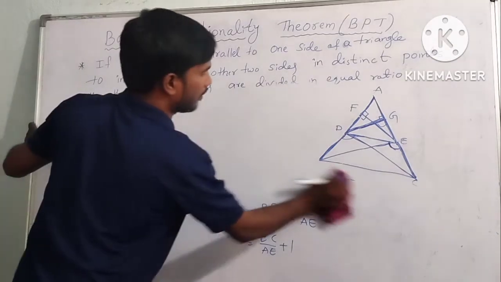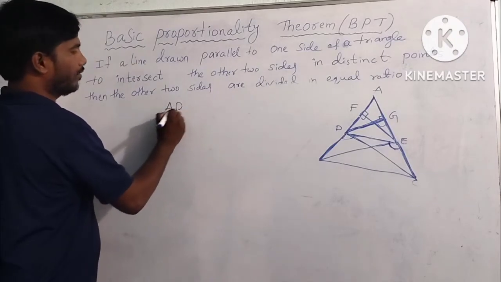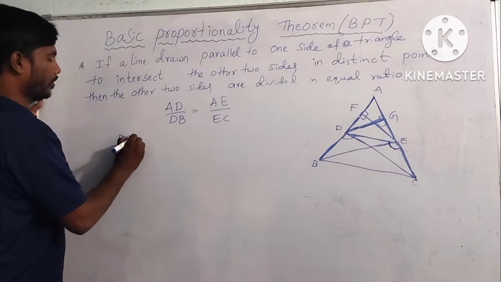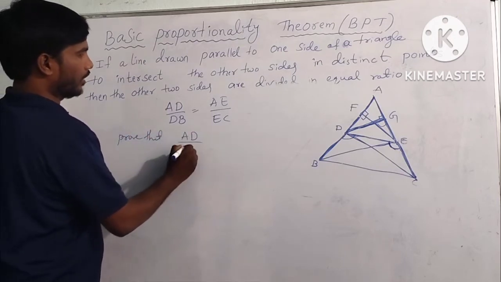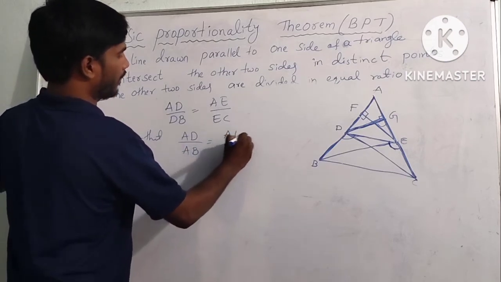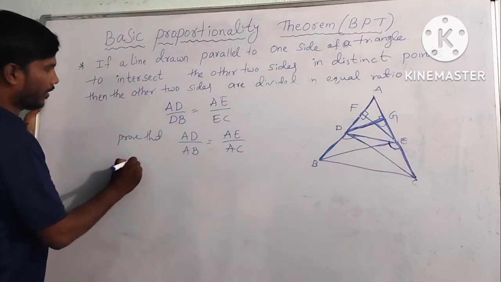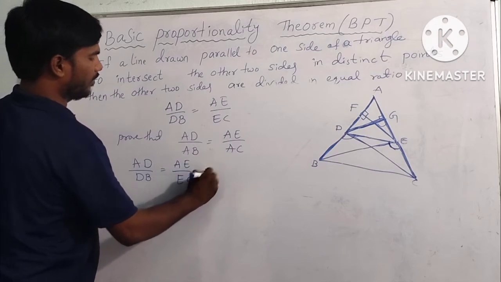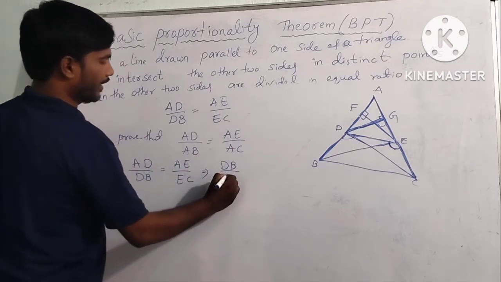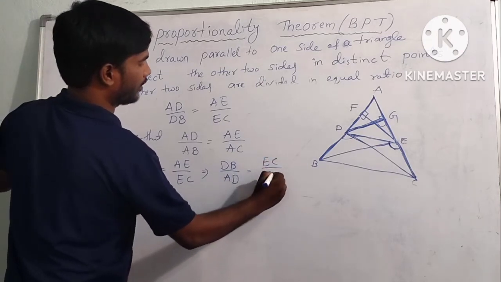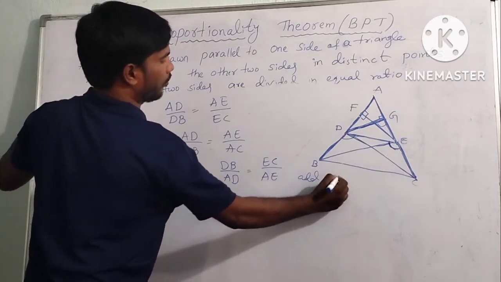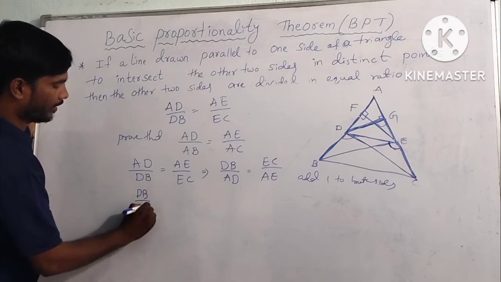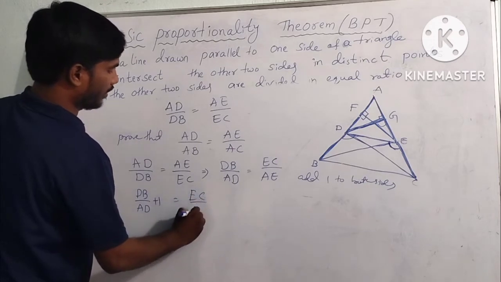Okay, I'm writing clearly one more time. So we know that AD by DB is equal to AE by EC. So what is asked? Prove that AD by total AB is equal to AE by total AC. To prove that, from BPT we have AD by DB is equal to AE by EC. We can write the reciprocals: DB by AD is equal to EC by AE. I am adding 1 to both sides. So DB by AD plus 1 is equal to EC by AE plus 1.